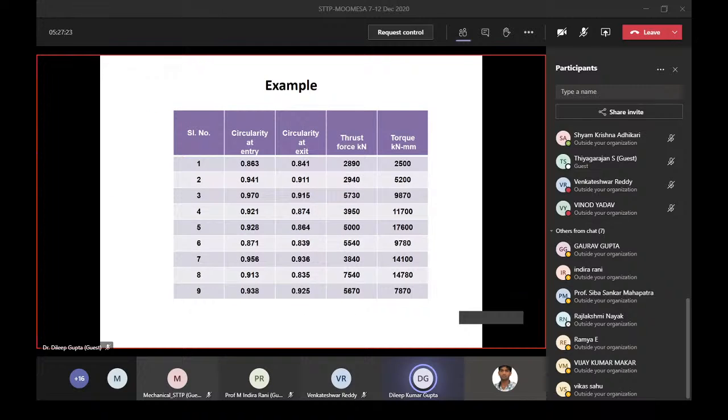This is one example for calculating the grey relation coefficient. There is one process where the circularity at the inlet is given. Exit में circularity कितनी दिया है, thrust कितना लग रहा है, torque कितना लग रहा है. ये चार conditions हैं आपके पास, चार criteria, and there are n number of experiments, that is 9 experiments have been conducted. These are the data available as a decision matrix. Right? Now you will normalize the data first. So the first is we will try to normalize the data here.